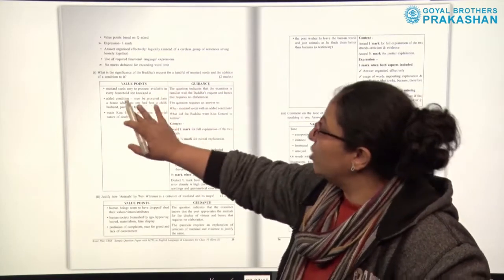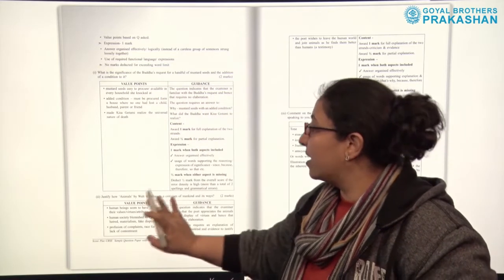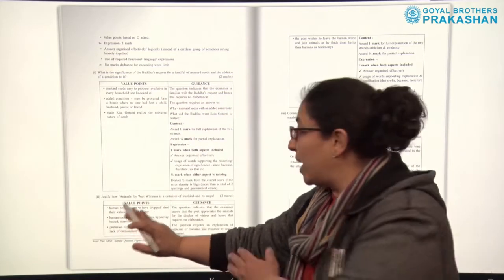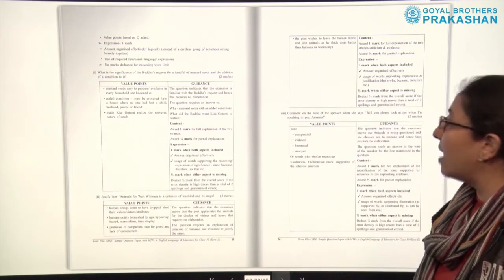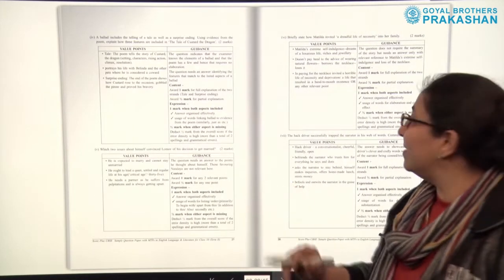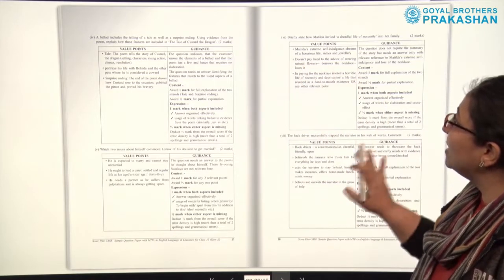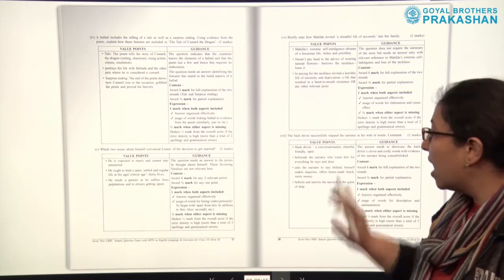So you can see the value points and the guidance again are given. Here also you can see the value points and the guidance are given. So this is all the marking scheme which is released by the CBSE board. All the value points individually and the guidance are provided.